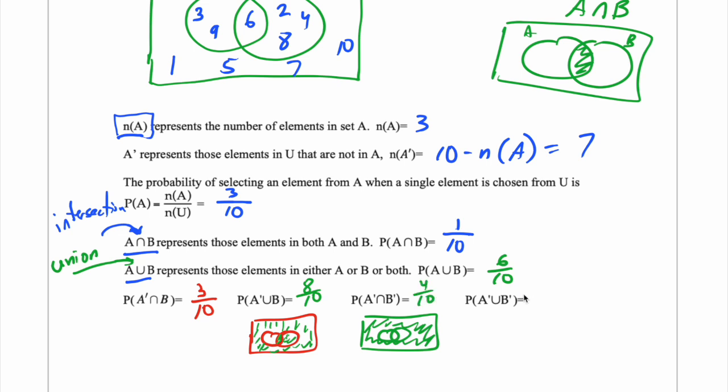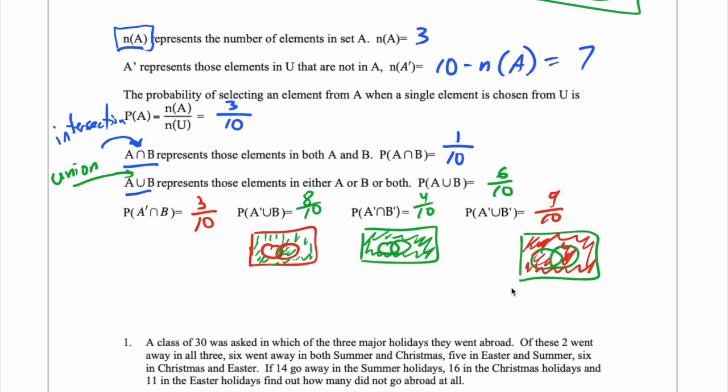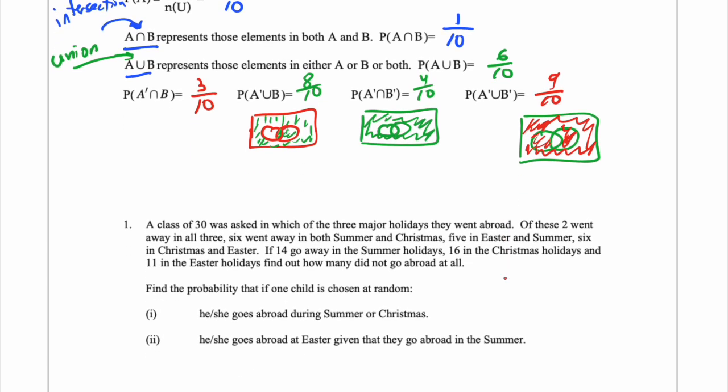And union, not in A, union not in B. So let's do that. You can highlight everything that's not in A. And then this is B. Everything that's not in B includes this part right here. So it's everything except for the intersection. Okay? So that is actually 9 out of 10. So you can do a lot of this probability stuff by just looking at Venn diagrams.